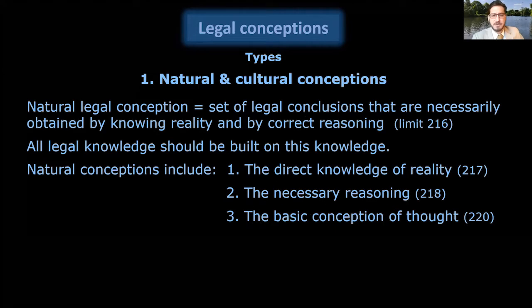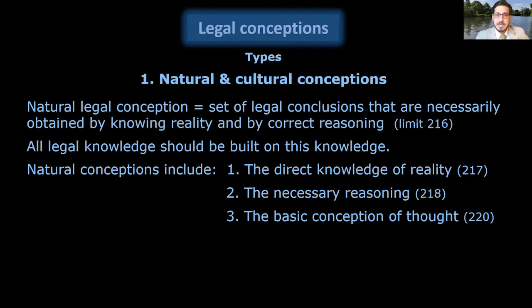Then the basic conceptions of thought, the basic reasonings. For example, you are not a thing. That's why slavery is not just. If we cannot distinguish between human and things, person, there's no law possible. It is impossible to have any kind of legal reasoning, because the first thing is to think: this is a person, and he or she should have some kind of rights, some kind of duties about one thing. But if you have no notion of things, well, simply law is not possible.